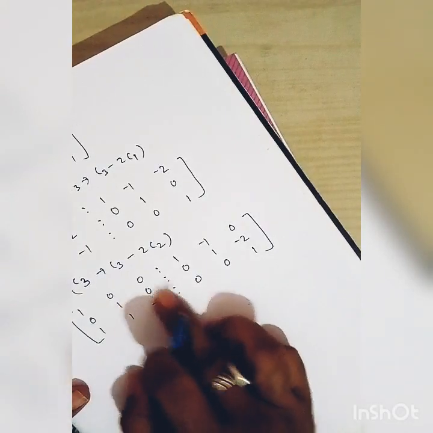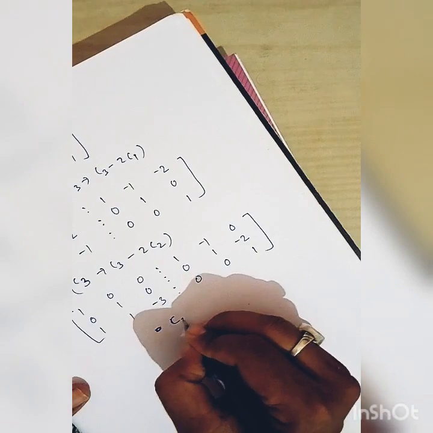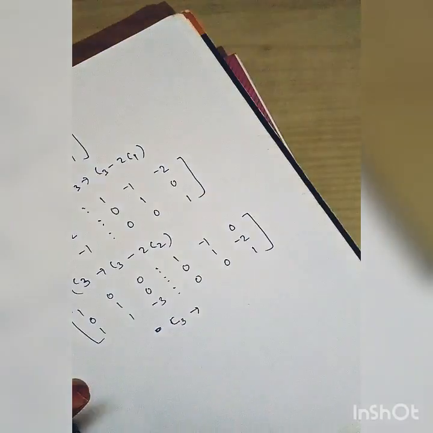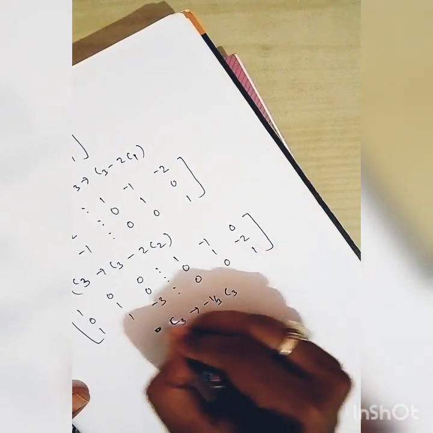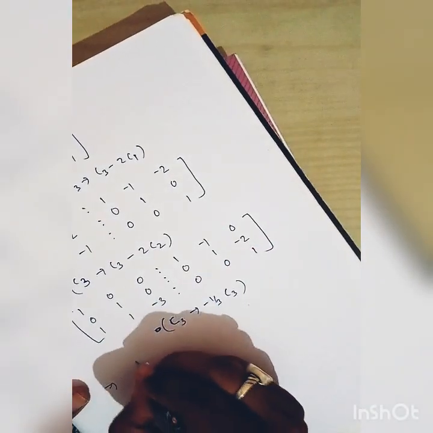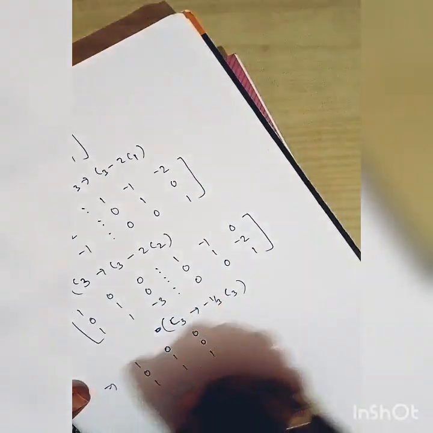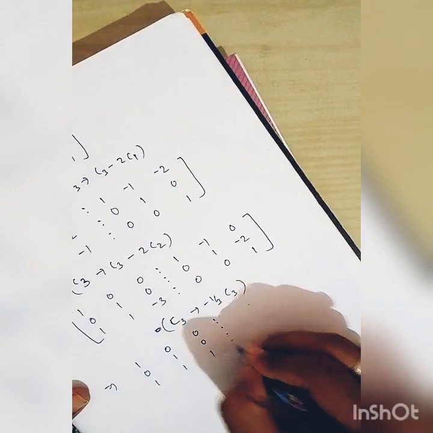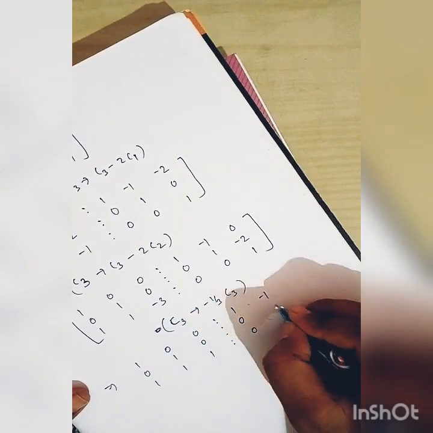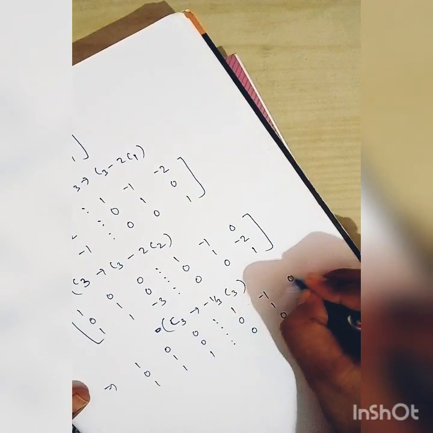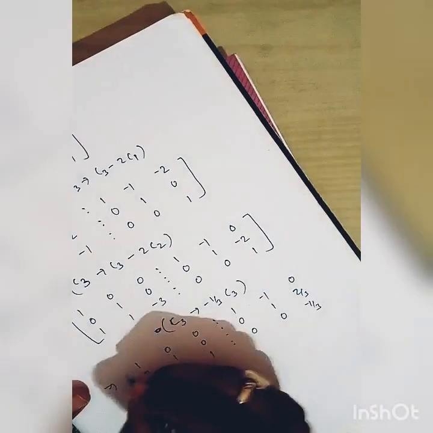Now to reduce this minus 3 to 1, we write column 3 is replaced by minus 1 by 3 into column 3, that is, we have to use only column operation. That is 1 0 1 0 1 1 0 0 1. Again it is 1 0 0, minus 1 1 0, 0 2 by 3 minus 1 by 3.